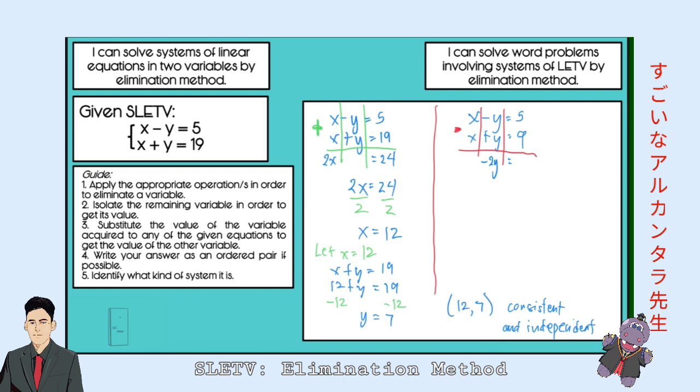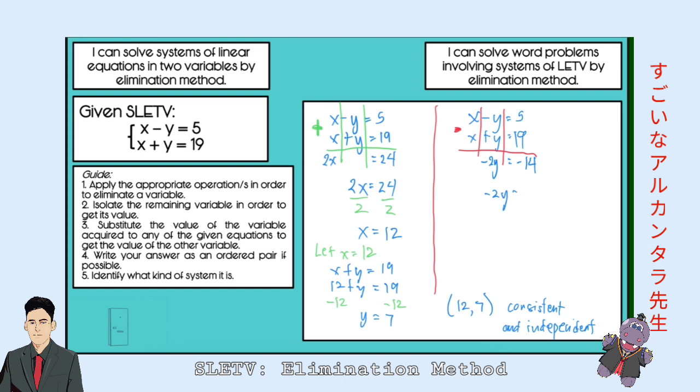Why am I lagging? Wait, x minus x, 0. Negative y minus y is negative 2y. Then what is 5 minus 19? Oh yeah, that's why I'm lagging. I'm like, there's something missing here. Okay, it's 19, not 9. So 5 minus 19, that's negative 14. Forgive me for that. I lagged in there for a long time.